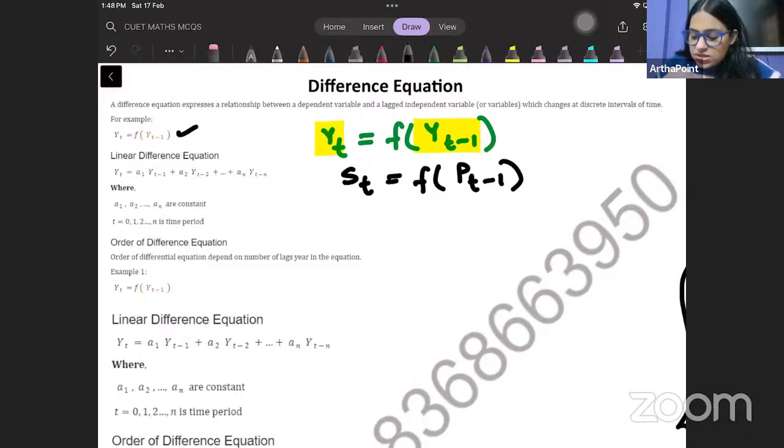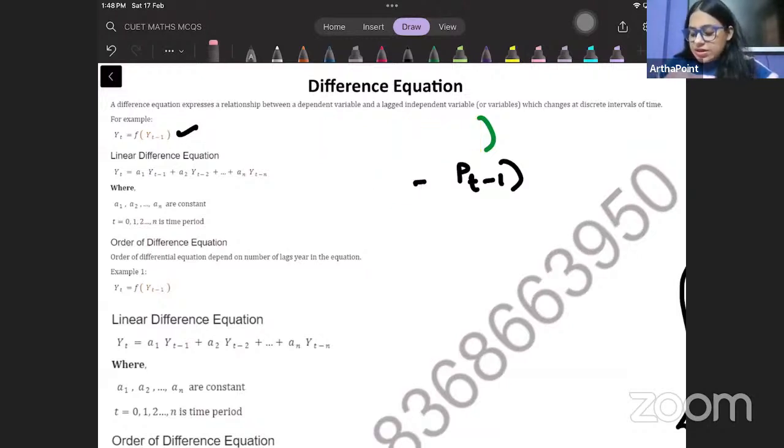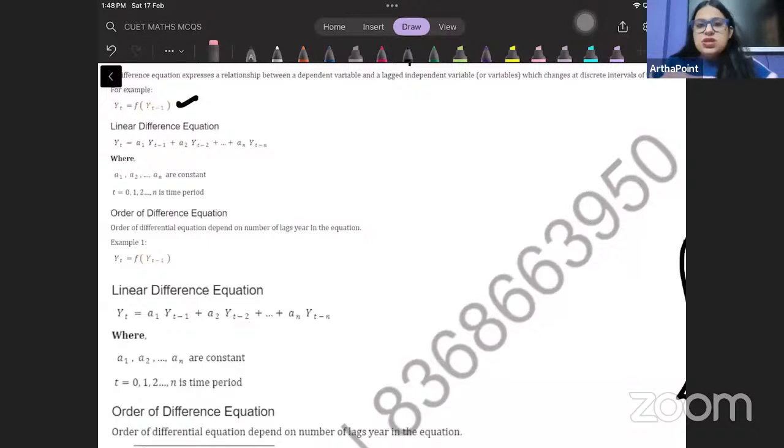So in all these cases where this year's value, today's value, is dependent on last year's variable, that becomes a difference equation. Now, as long as we are writing this difference equation in the linear format, meaning we are not putting a square or a log anywhere, then it becomes a linear difference equation. And for us, we just need to work with linear difference equations.